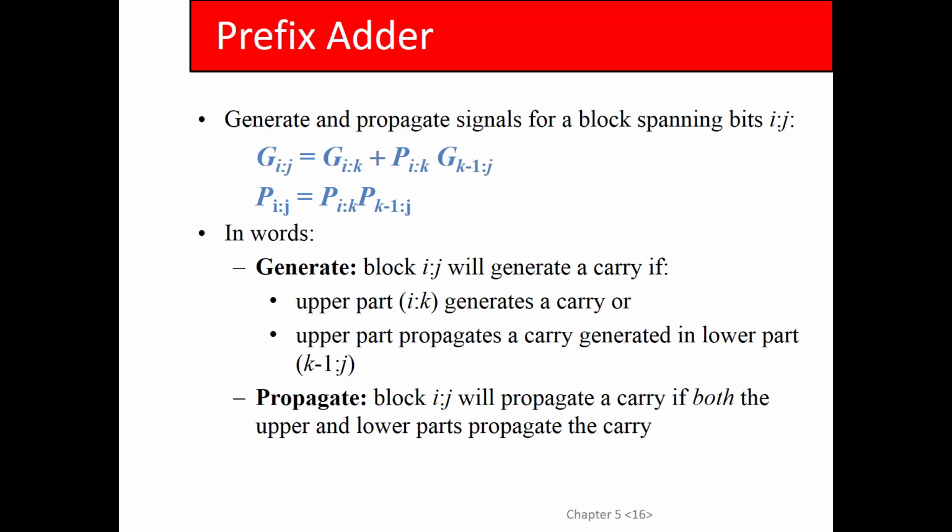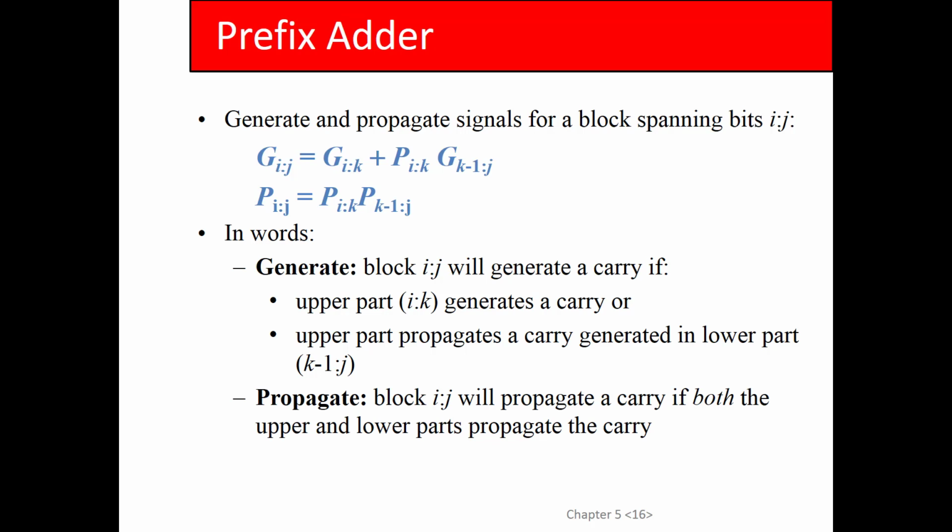Okay, so let's see. Yeah, so block I down to J will generate a carry, if the upper part, so you've got I to J, and this is decomposed into two halves. I to J is the whole range. Then you've got I to K, which is the top part, the left part, and K -1 down to J is the right part, right?